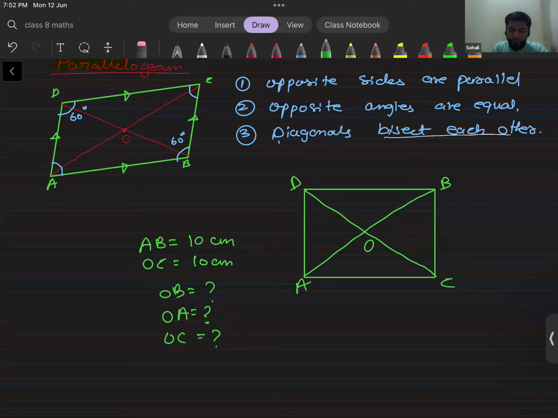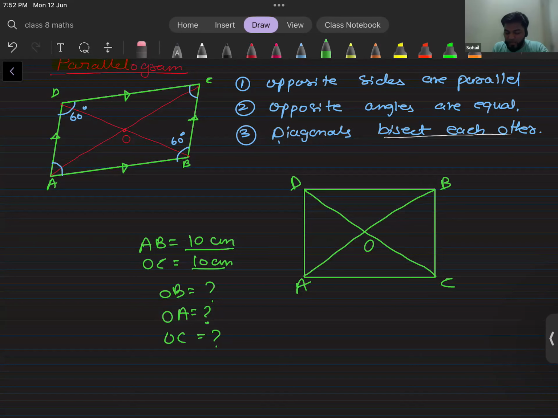This is a figure here. This is a parallelogram. Sir, AB and CD are the given diagonals here. Their measurement is 10 centimeter each. Since this is a rectangle here, further I will tell you what the properties of diagonals of different figures are. In some of the figures diagonals are equal, in some of them diagonals are not equal. So here diagonals are equal.